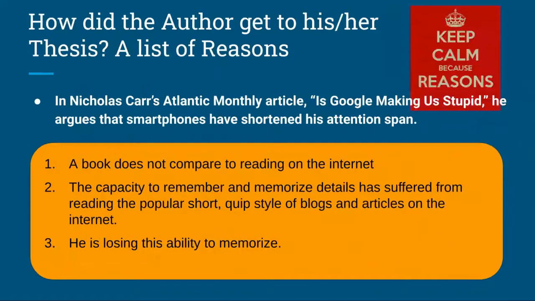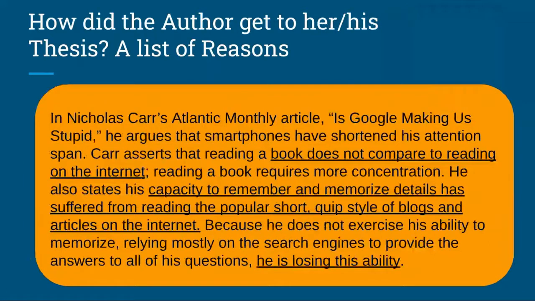All right, so let's break this down. His 3 reasons to support the idea that smartphones have shortened his attention span and affected his brain. The first one is a book does not compare to reading on the internet. So that is his first claim. The capacity to remember and memorize details has suffered from reading the popular short style of blogs and articles on the internet. Okay. And then his third reason is that he's losing this ability to memorize. All right. So those 3 added up leads him to believe that smartphones have shortened his attention span.